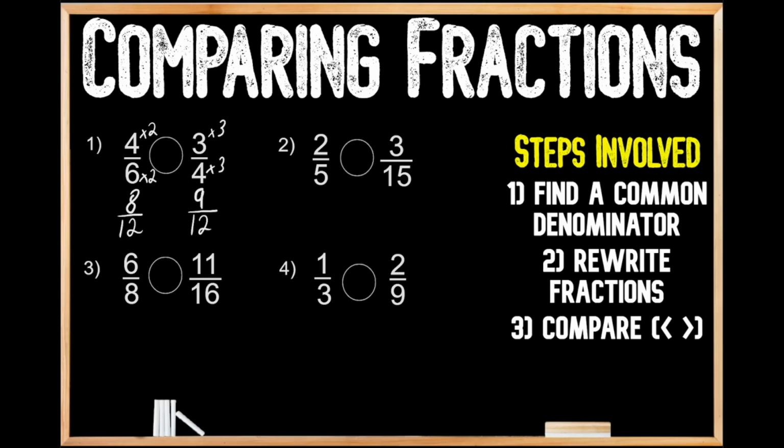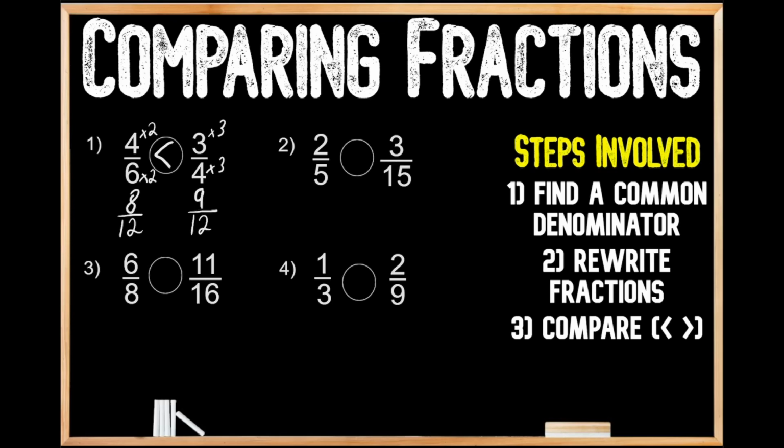And if you have a tough time remembering which is which, just imagine that the greater than or less than symbol has an alligator mouth and the numbers are fish. The alligator always eats the larger fish. So we can see here that our fraction 9/12 is greater than 8/12. So the alligator always eats the larger fish. So we have 3/4 as being greater than 4/6.